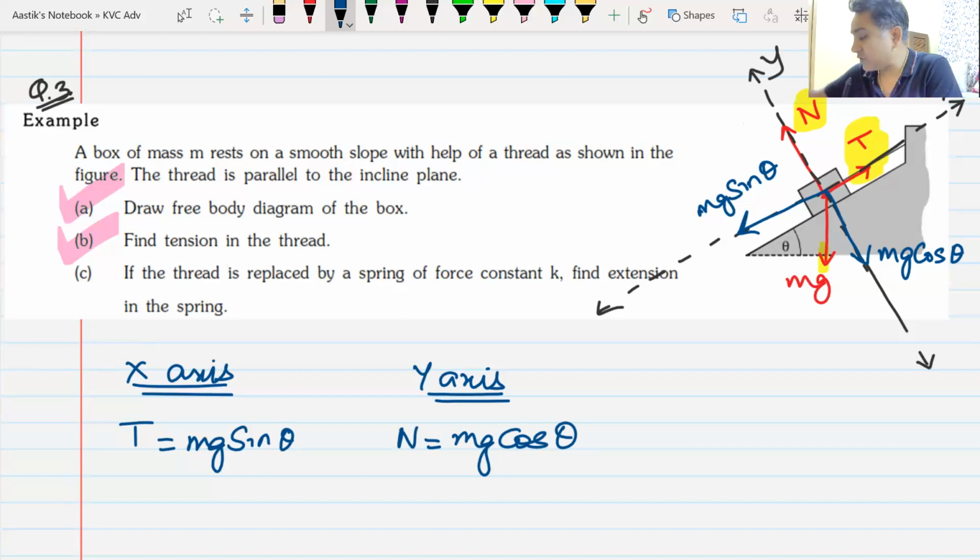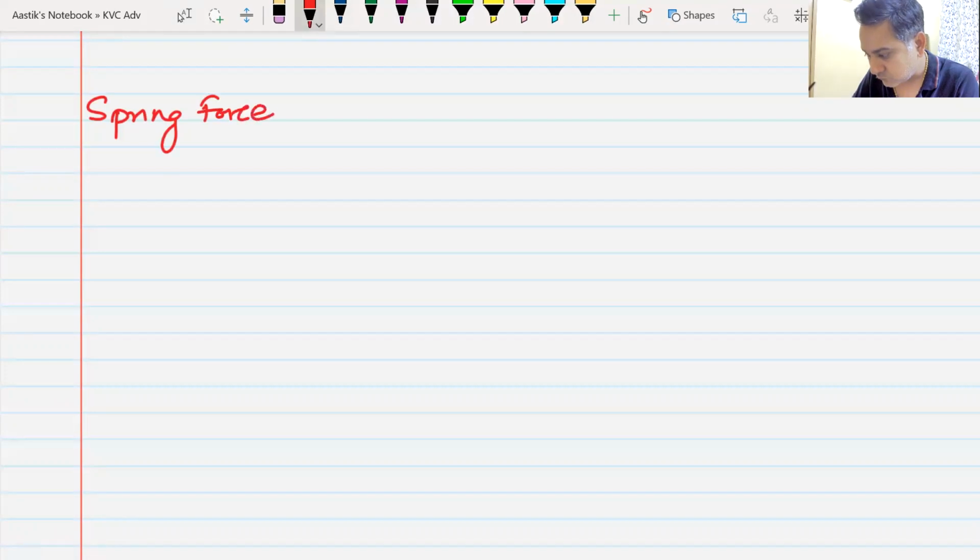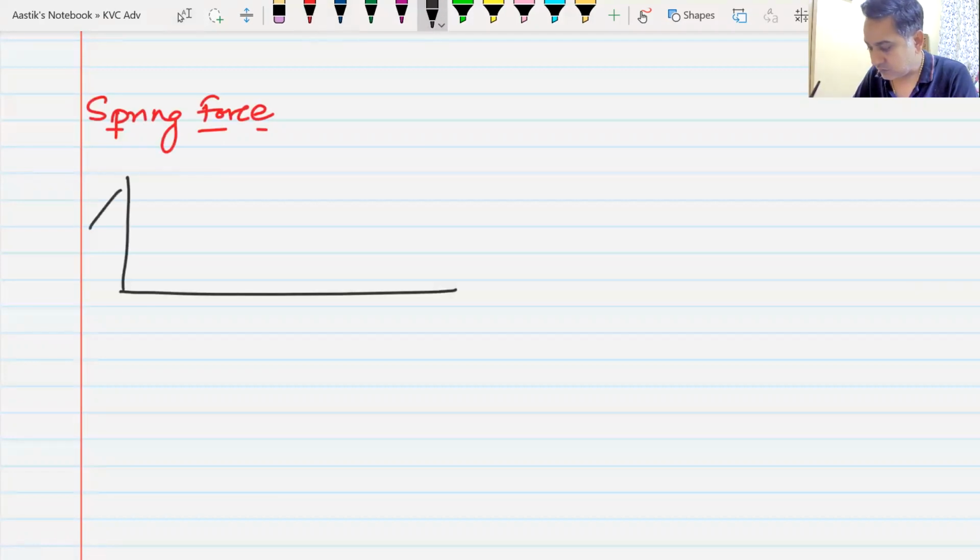Now the next part of the question says: what will happen if you replace this string by a spring? As soon as this spring comes, we must understand what is the force in the spring. So we'll write the next heading, spring force. Do you know the spring force? How much is the spring force? Minus k x. Minus only indicates the direction.